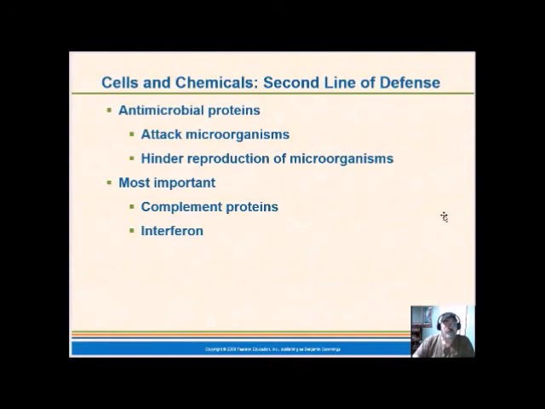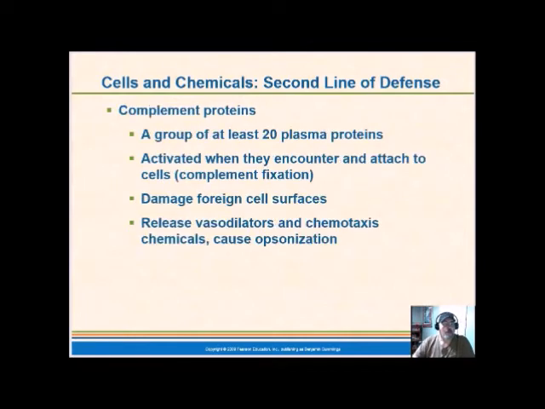Second line of defense cells include antimicrobial proteins, which will attack microorganisms and hinder production of microorganisms. There are a couple of important ones. One is the complement proteins, and the other is something called interferon. Now, the complement are a group of about 20 proteins that are floating in the blood plasma.